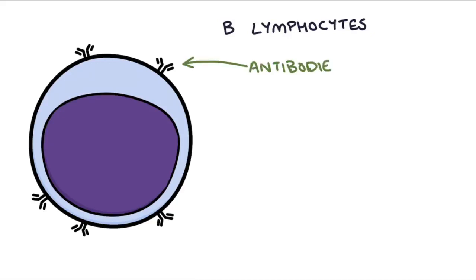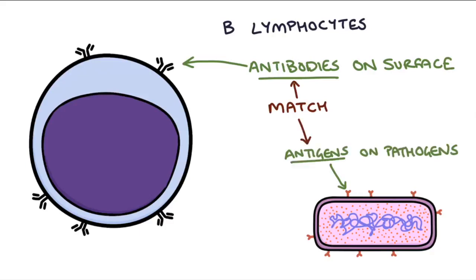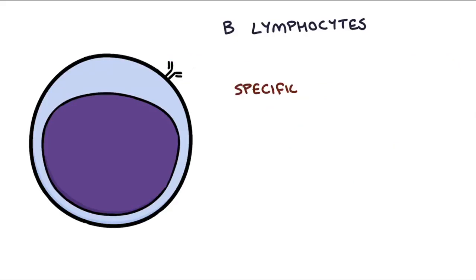Now, B lymphocytes have antibodies, also called immunoglobulins, lining their cell surface. These antibodies are matched to specific antigens that are displayed on pathogens. So each lymphocyte has a single specific type of antibody that matches a single antigen. There are millions of different possible antibodies, and therefore millions of different specific B cells. So each B cell is only capable of recognizing the specific pathogen that displays the antigen that matches their antibody.